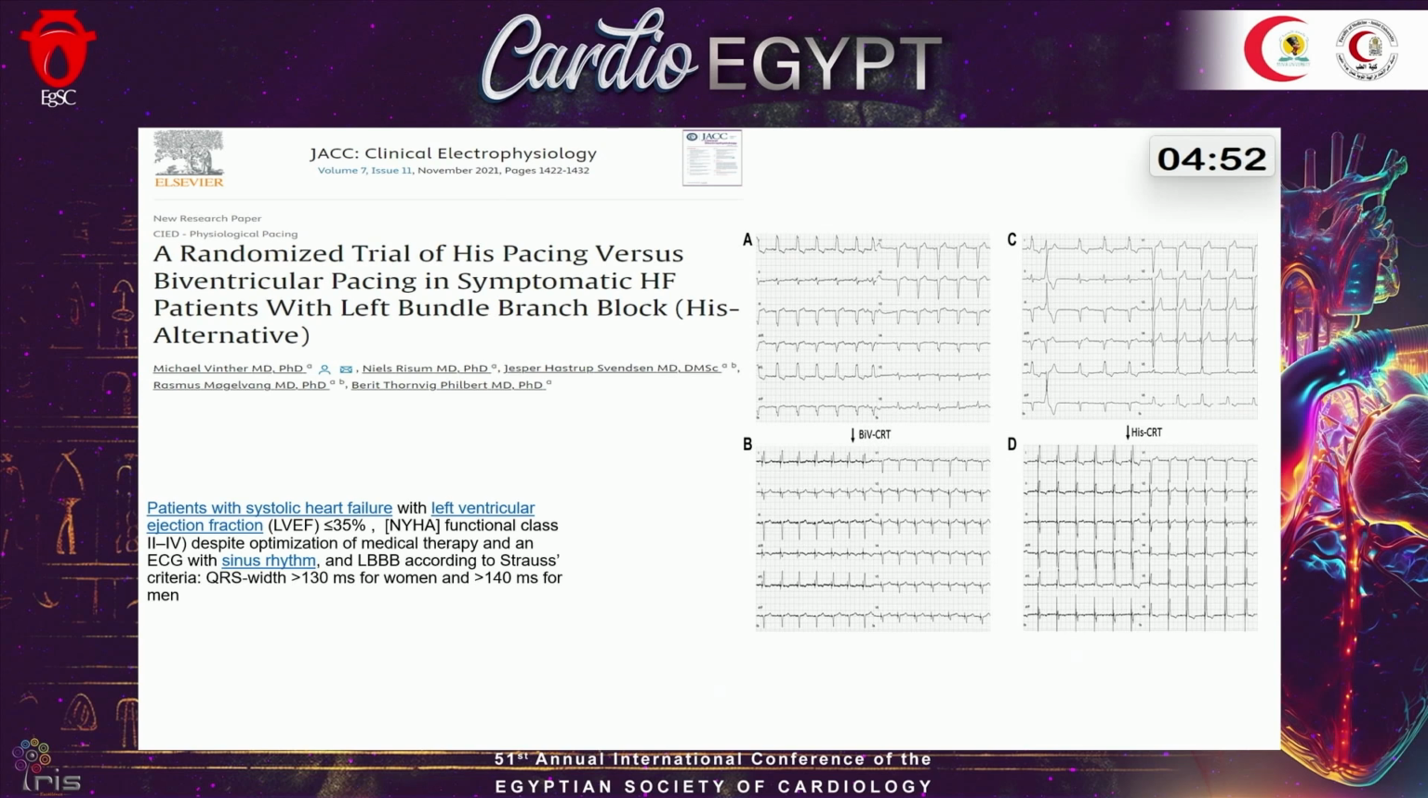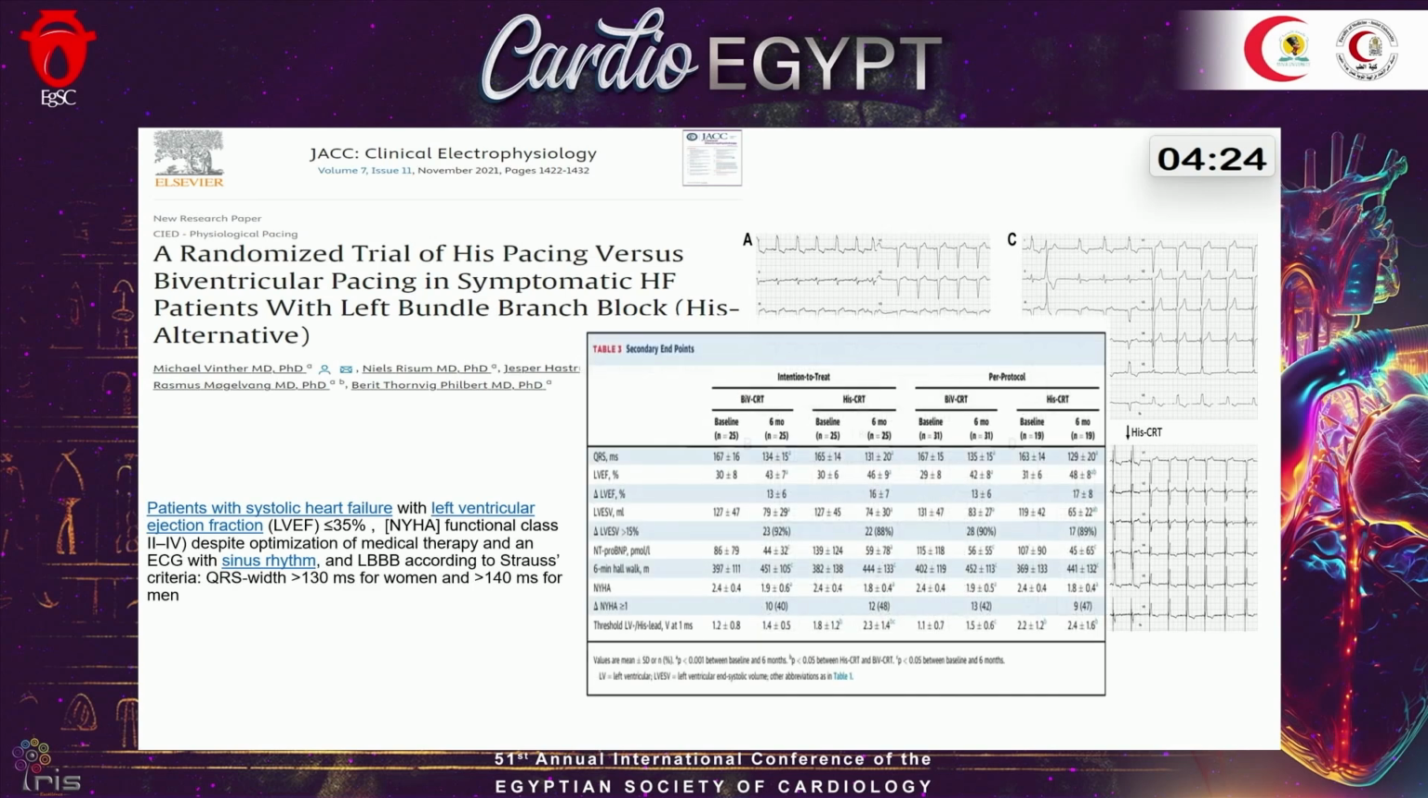They started with His bundle pacing, which is a more physiologic site of pacing. And this randomized trial by Vinther shows that His bundle pacing was implanted in patients who had the same indication for CRT, as a class 1 or class 2A indication, in patients with heart failure with reduced EF and left bundle branch block. The left bundle area pacing is associated with a narrower QRS complex than the CRT. But as regards quality of life, NYHA class, echo parameters, and 6-minute walk test, by 6 months there was no difference between the CRT and left bundle area pacing.